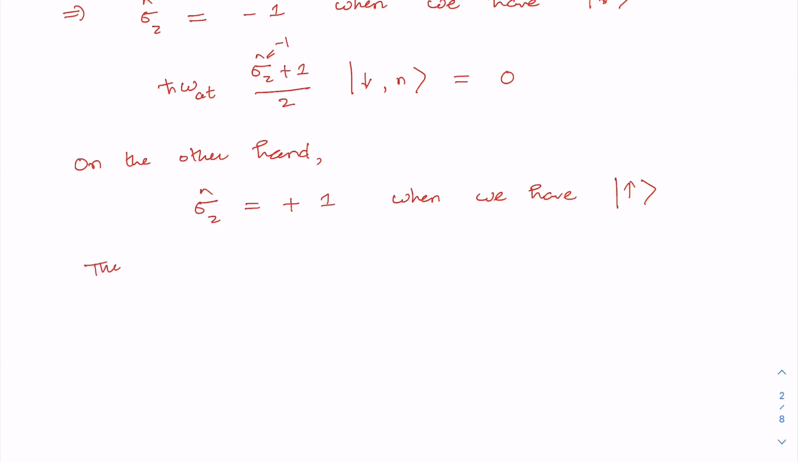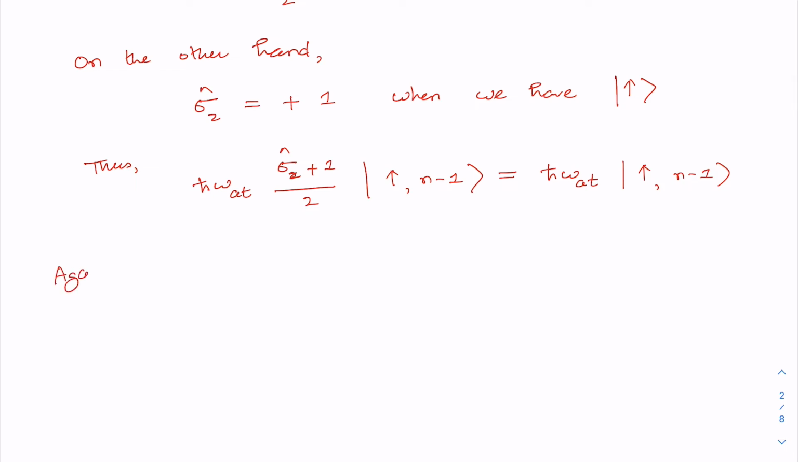Therefore, we can write, if ħω_atom operates on the other basis state, that is the atom in the up state and the field has n minus 1 photons, the field mode has one less photon, then because now σ_z is equal to plus 1, you will have ħω_atom times the atom in the up state and n minus 1.